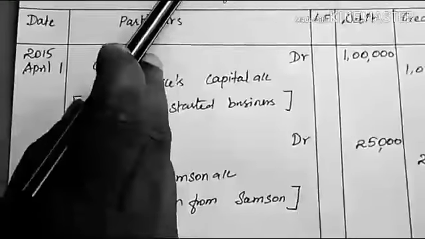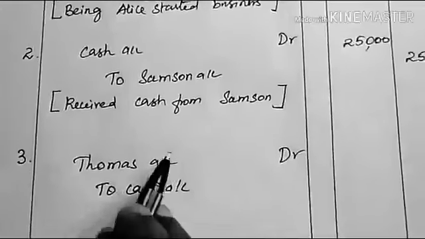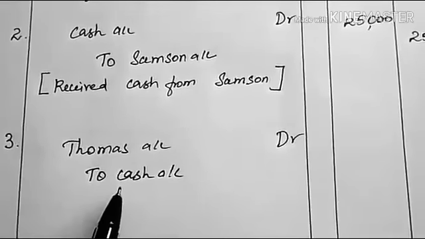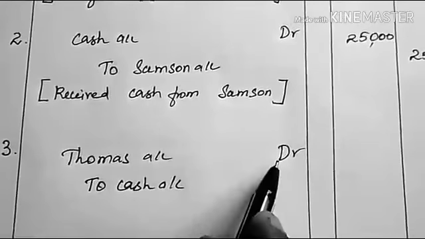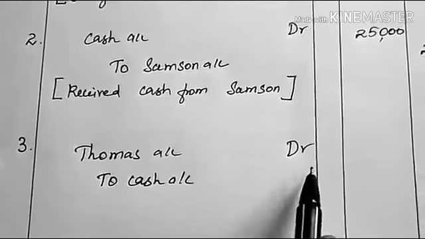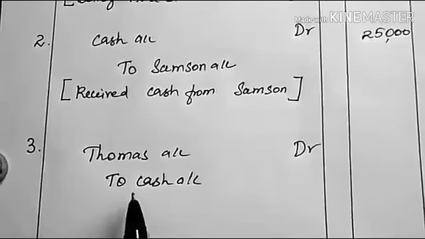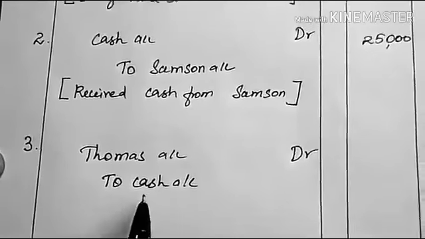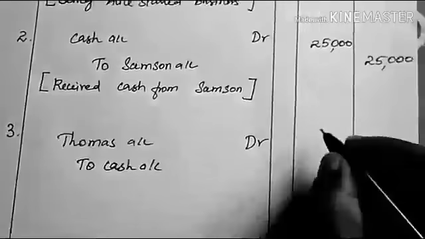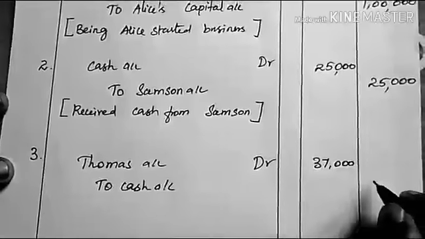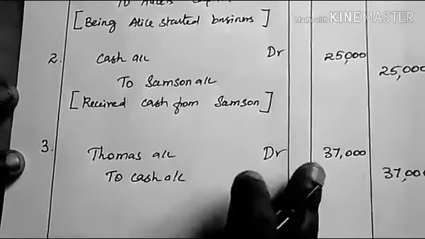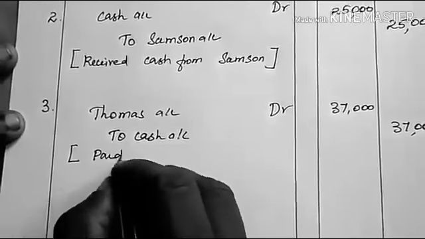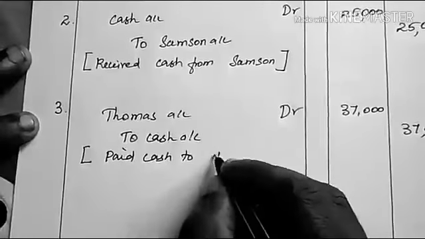See, paid cash to Thomas. Now, when you pay cash to Thomas, Thomas is a personal account. The personal account rule is debit the receiver. When you pay cash to Thomas, Thomas receives cash from the business. So debit Thomas account. When you pay cash, cash goes out from the business. So the real account rule is debit what comes in, credit what goes out. How much? 37,000. So total debit must be equal to total credit. Then narration: Paid cash to Thomas.